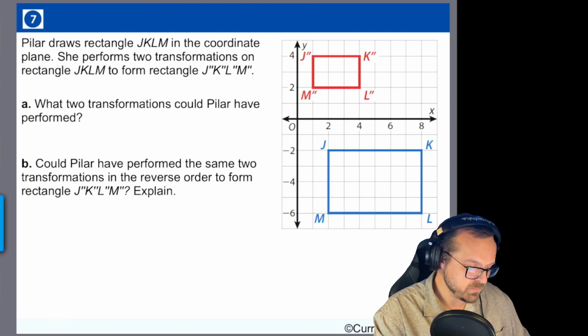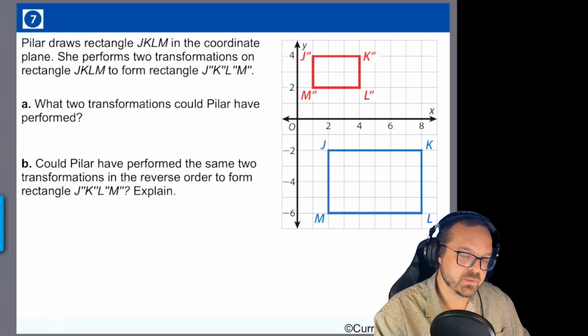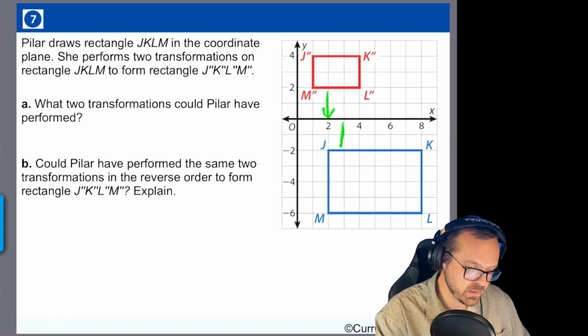All right, and then the second part of this is, could we have done that in reverse order and still made it work? So let me show you what I'm thinking is going on here. I'm noticing that both of these shapes are 2 away from the x-axis. Okay, see how this is 2 away here and 2 away here?